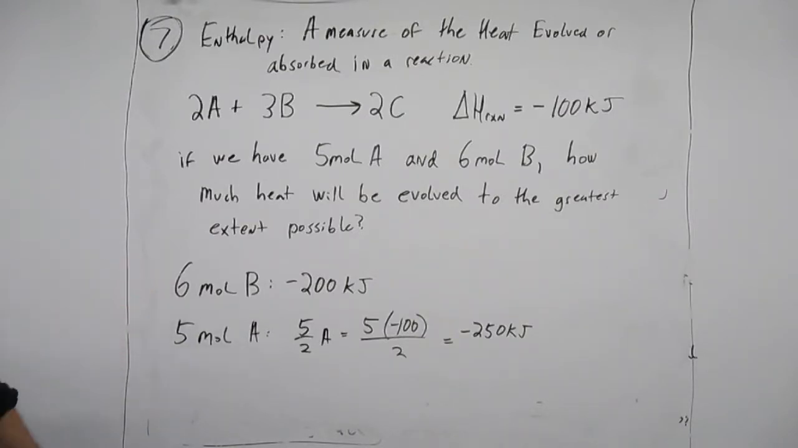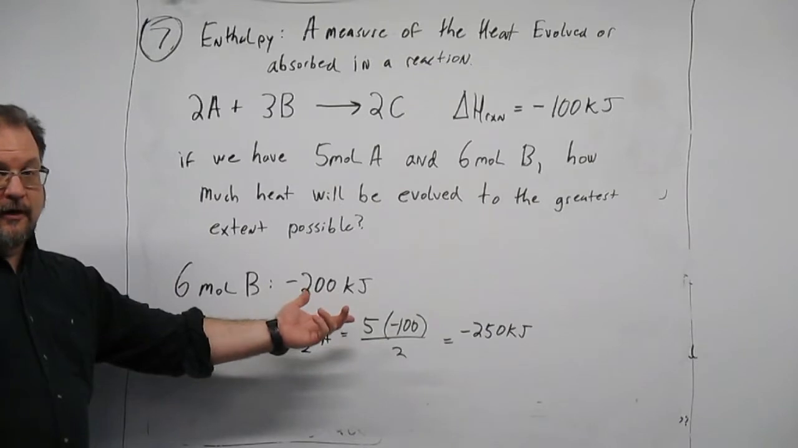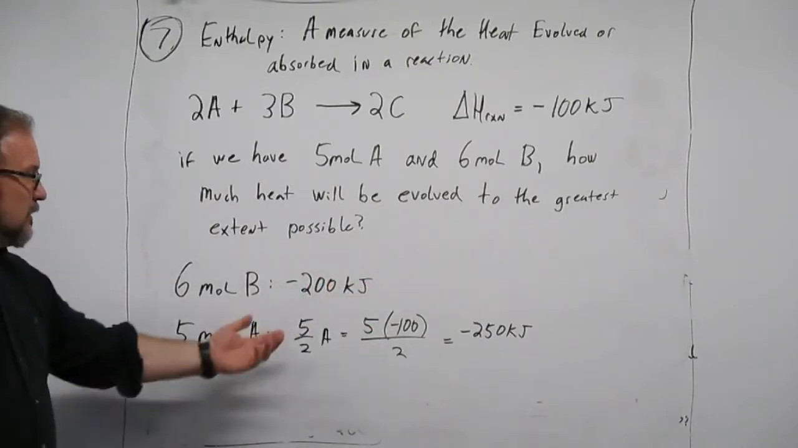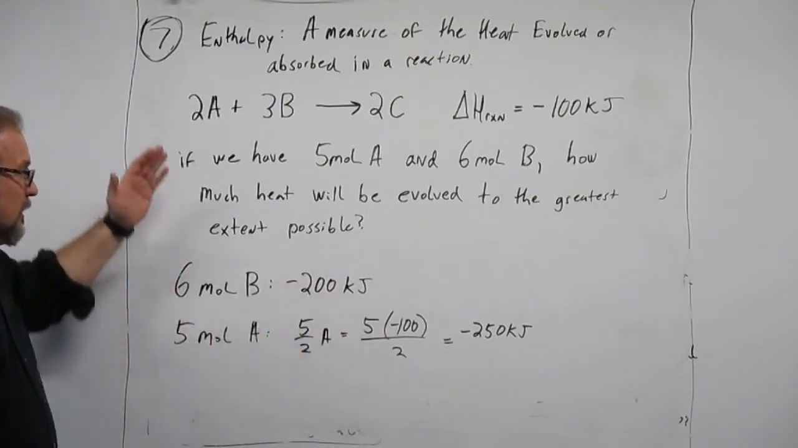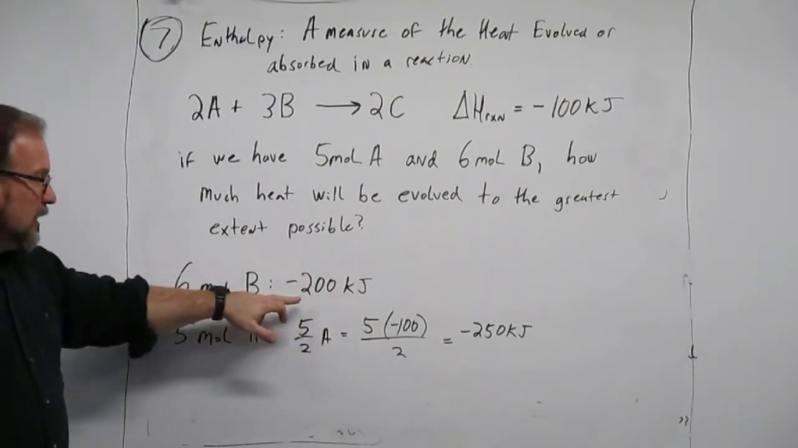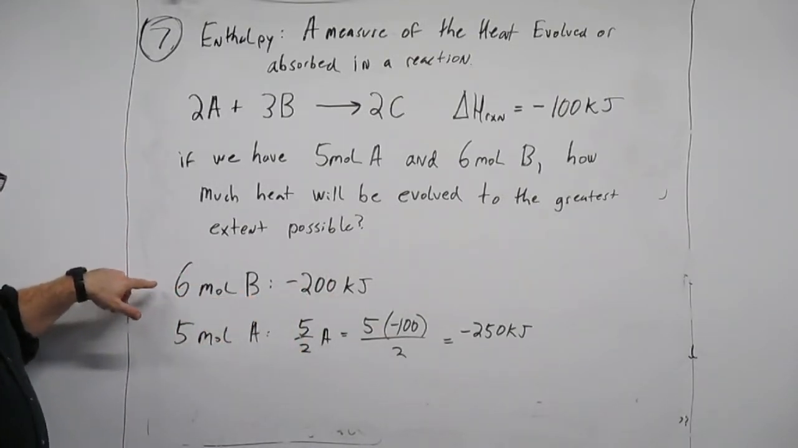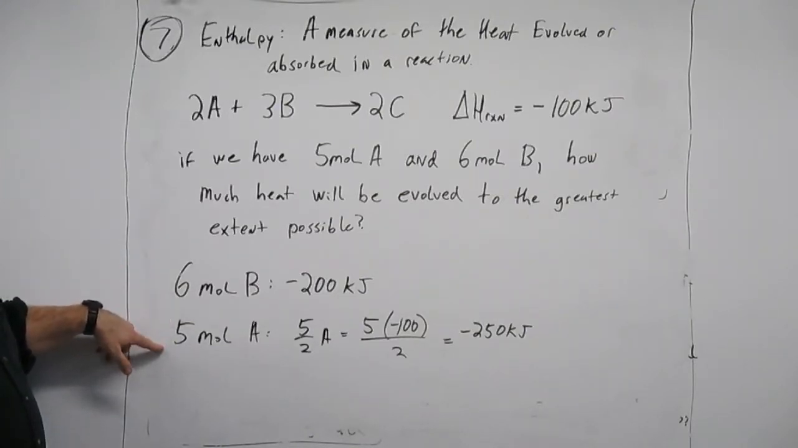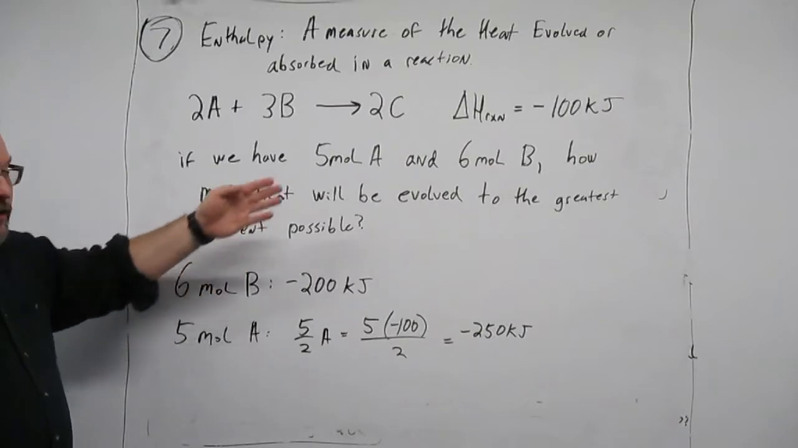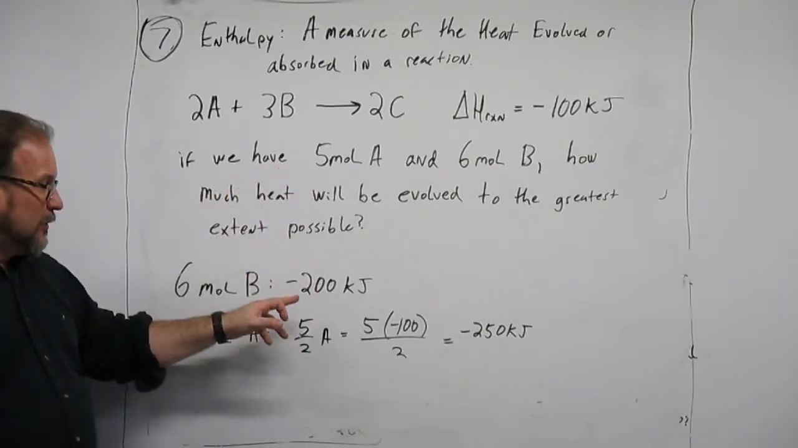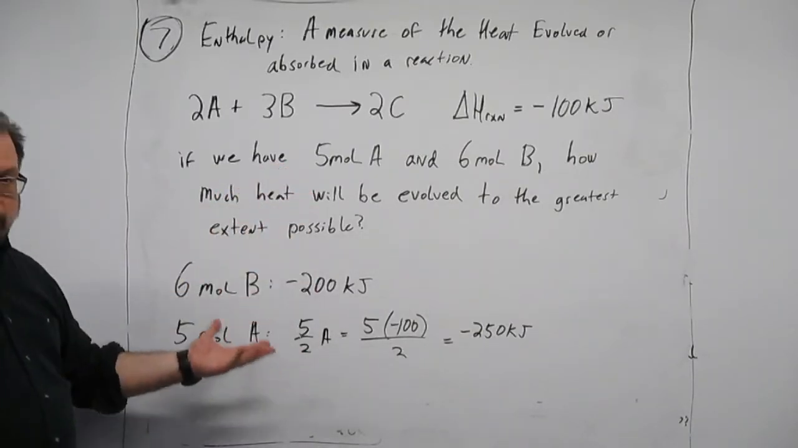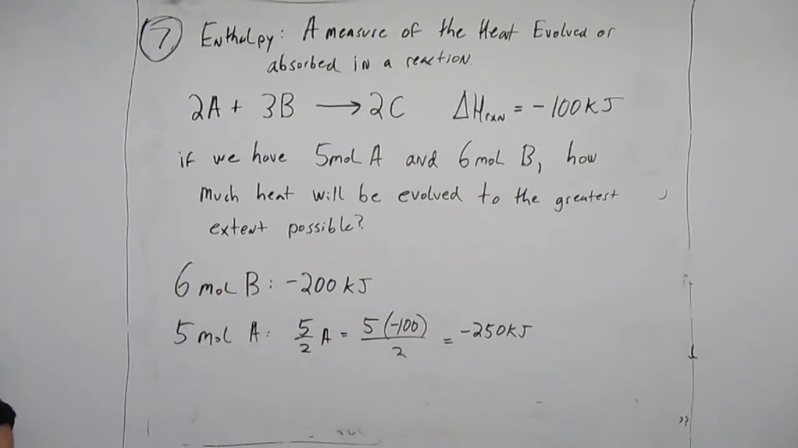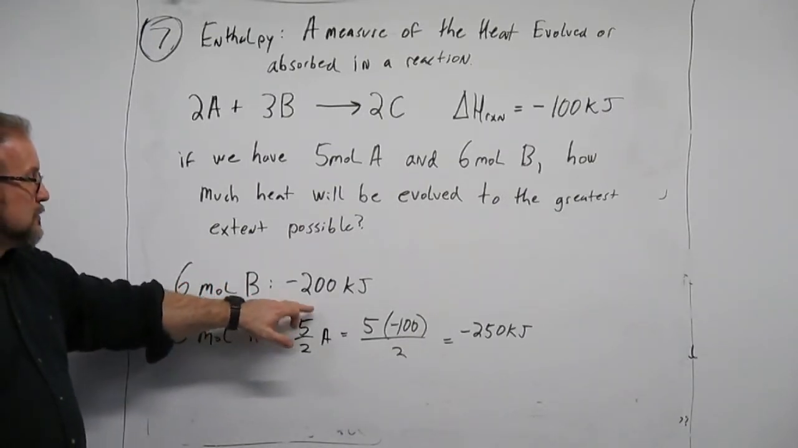It produces the theoretical yield. In this case, the theoretical yield of energy is what this is. So the most I can get out of this reaction is negative 200 because I'm limited by my 6 moles of B. I had 6 moles of B and 5 moles of A. My 6 moles of B will limit how much energy I get out of this, because I can only go so far as my least amount of limiting reactant. So I've got negative 200 kilojoules as the answer.